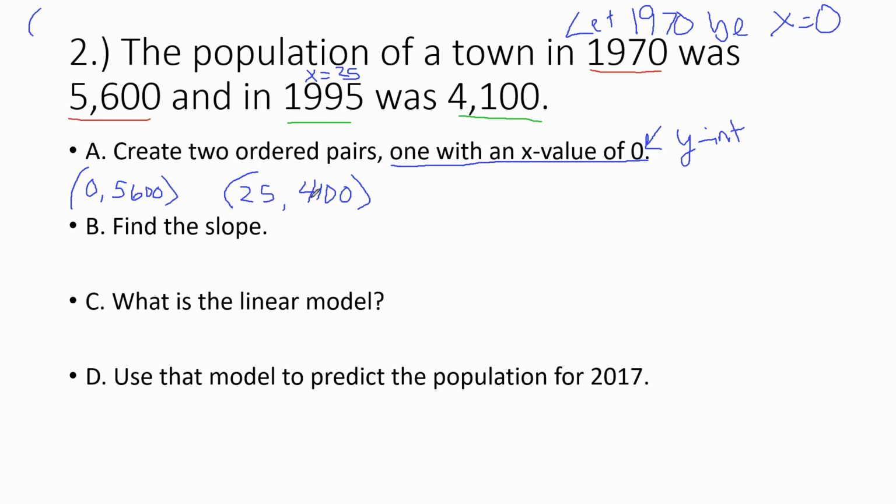And that's the thing that you kind of got to keep track of. If 1970 is 0, that means everything else is based off of 1970. So everything else is in comparison to that year. Okay, so those would be our two ordered pairs. And recall, because my x value is 0, 5,600 is our y-intercept, right? So 5,600 is our value of b.